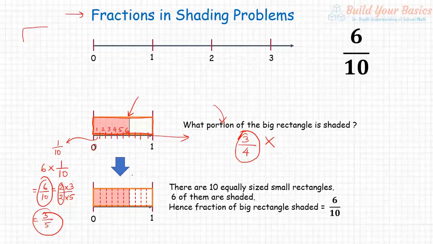Another way of saying the same thing is, there are 10 equally sized small rectangles, right? I have divided into 10 pieces, correct? This small rectangle is of length 1 by 10. I have 6 such pieces, so I say 6 into 1 by 10. Another way of saying the same thing is, there are 10 small rectangles, right? This is 1, 2, 3, so on. So there are a total of 10 rectangles. Out of that, 6 rectangles are shaded.